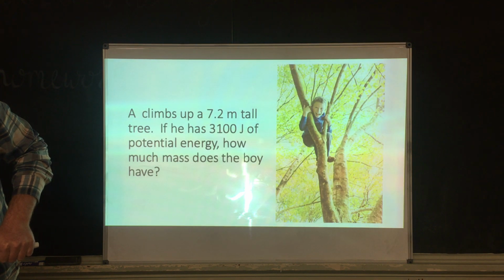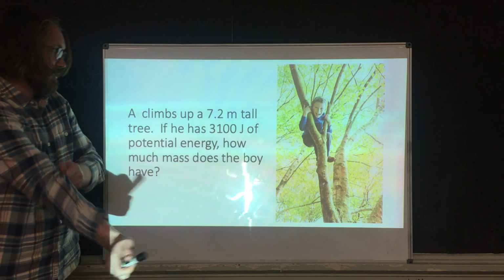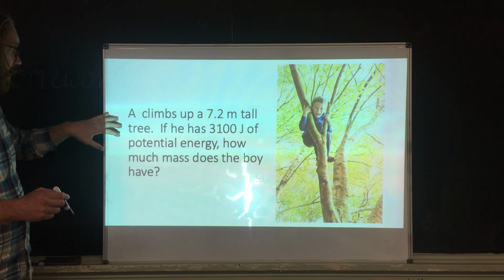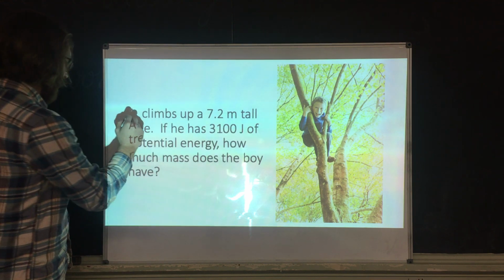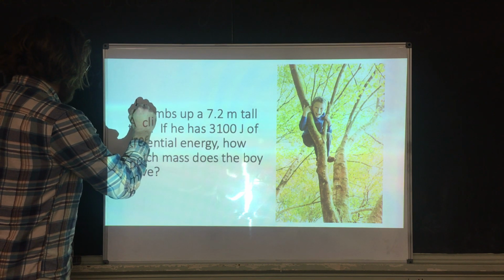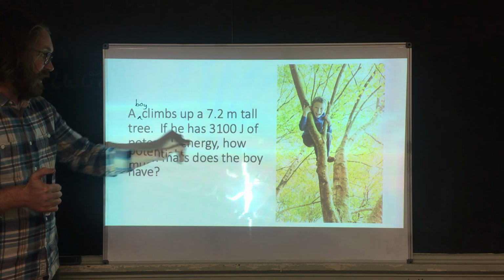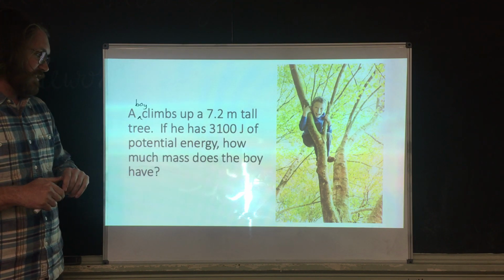All right, so let's look at two more examples. A blank climbs a tree. We'll call him a boy. I'm assuming this is a boy. A boy climbs up a 7.2 meter tall tree. That's high. If he has 3,100 joules of potential energy, how much mass does the boy have?